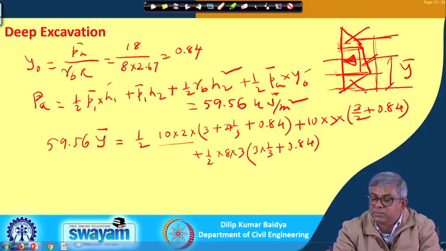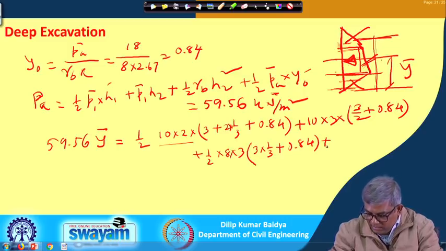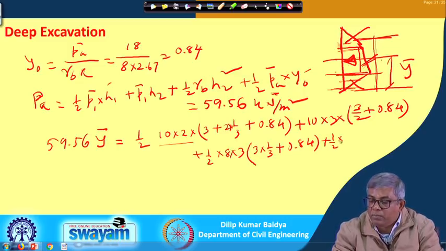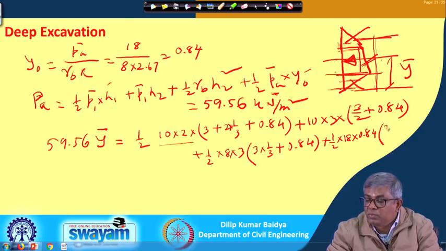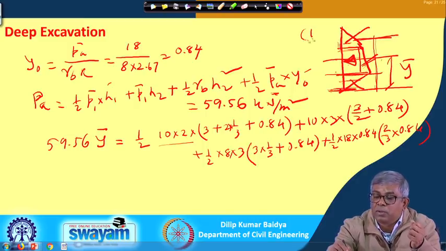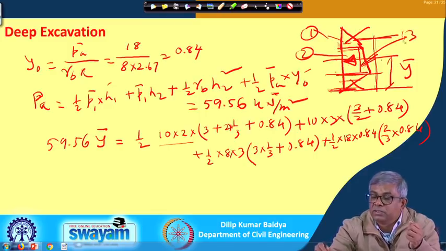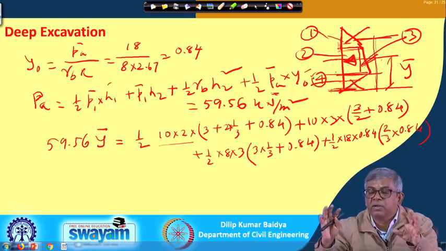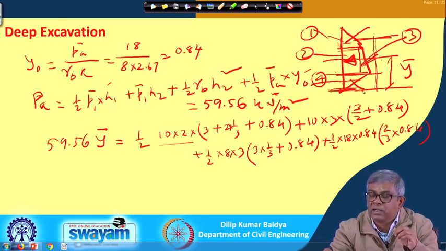Then I have to find from here to the center of this triangle. So first of all I will take the area of the triangle. The area of the triangle will be half multiplied by 18 multiplied by this distance 0.84, multiplied by 2/3 of 0.84. So, that means from this side it will be 2/3. What I have done from here is considered force 1, force 2, force 3, and force 4. Four different forces, and I have done their lever arm distances from here.